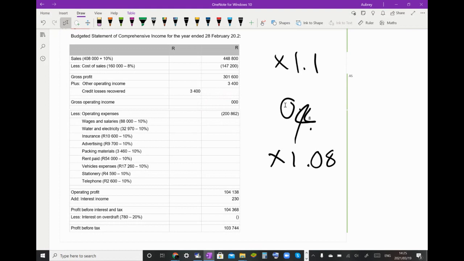It says keep additional income constant. All right, so we can leave that as is. Other operating income, we leave it as is. Credit losses recovered, we leave it as is. Gross operating income, that's just adding that together. When we add that together, we should get 2,000 there, 5,000 there. You guys correct me if I'm wrong. Everybody happy? Can we go on?